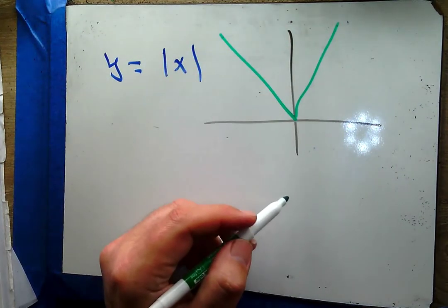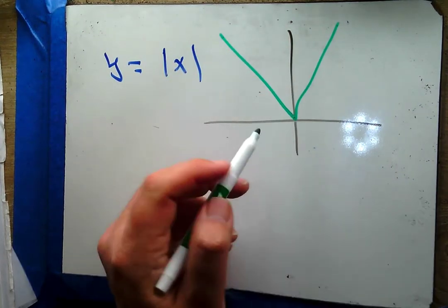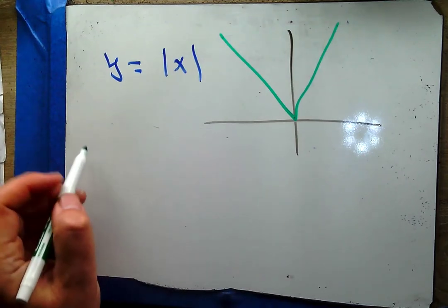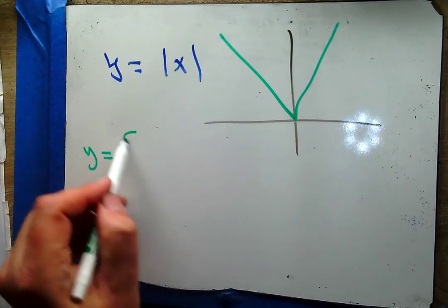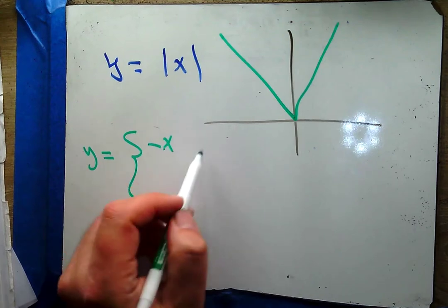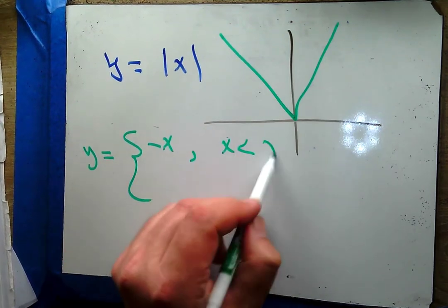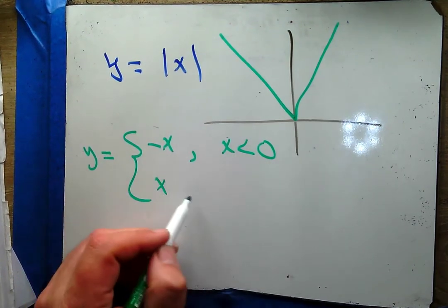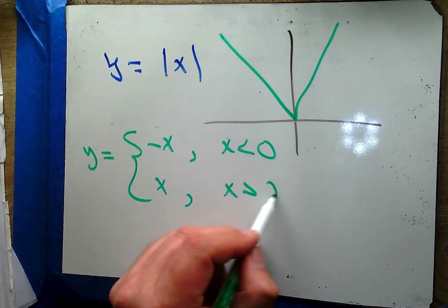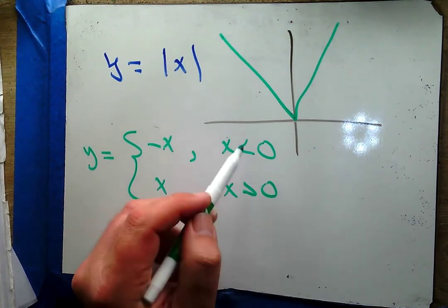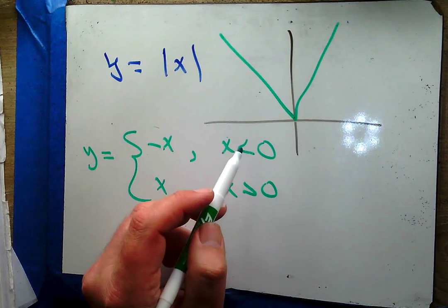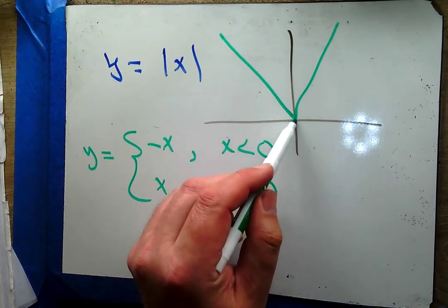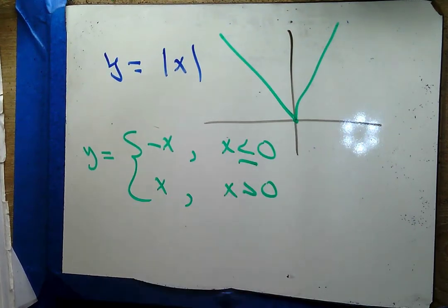There's absolute value of x. And what do we know? Well, if we wrote absolute value of x as a piecewise function, it would be negative x for x values less than 0, and it would be positive x for x values greater than 0. And you could choose whichever one of these you want to put the equal to on, because the limit of the function is the same at that point.